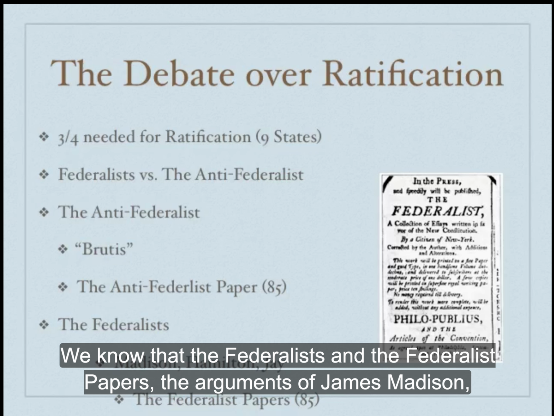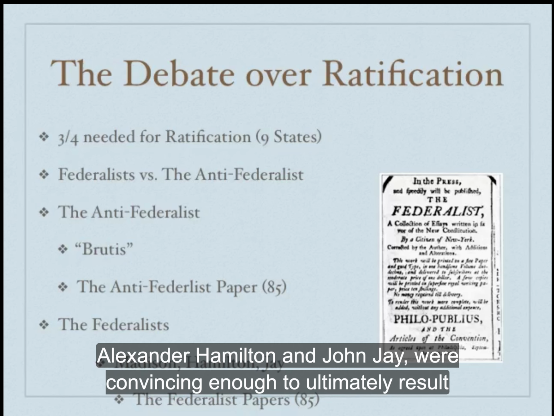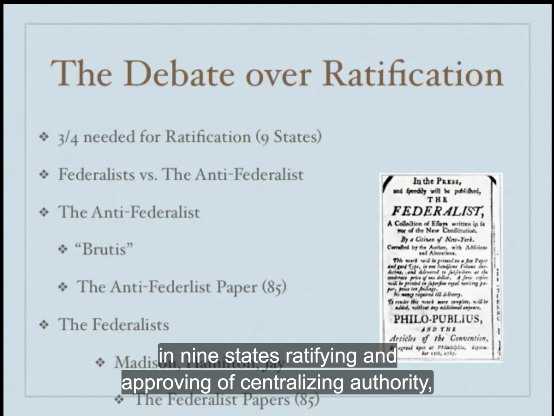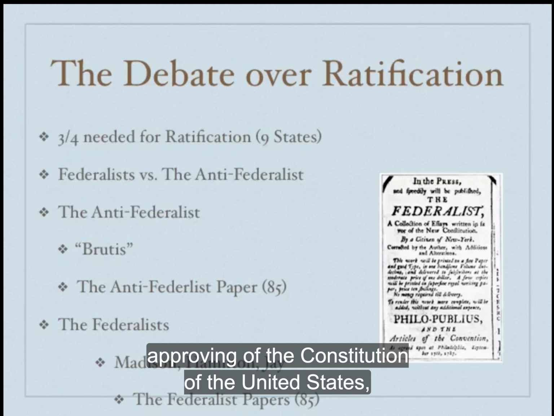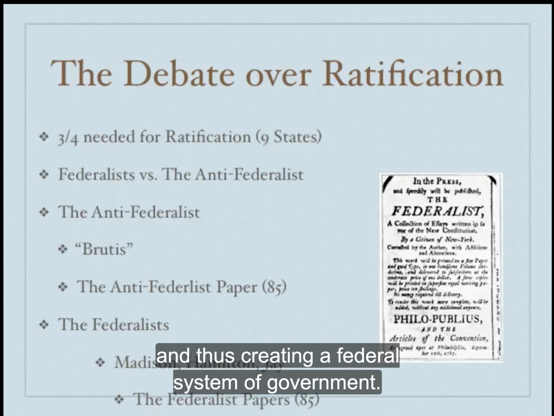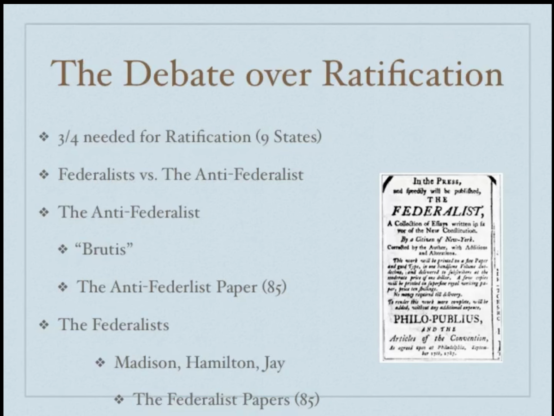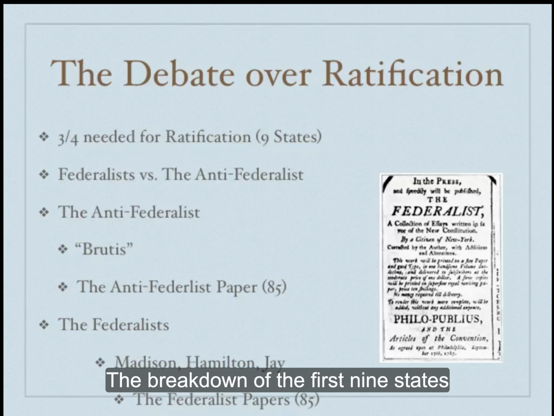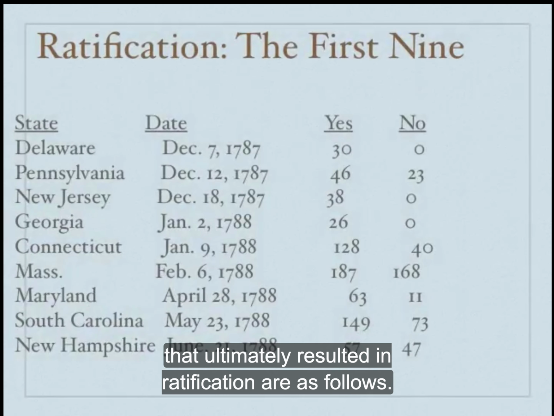We know that the Federalists and the Federalist Papers, the arguments of James Madison, Alexander Hamilton, and John Jay, were convincing enough to ultimately result in 9 states ratifying and approving of centralizing authority, approving of the Constitution of the United States, and thus creating a federal system of government. The breakdown of the first 9 states that ultimately resulted in ratification are as follows.